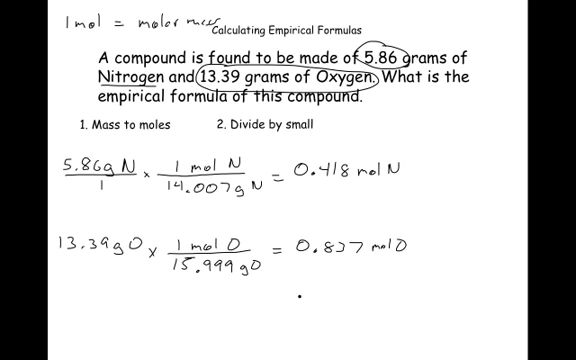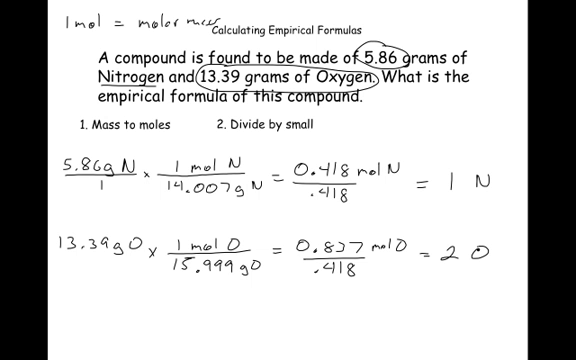Now after step 1, mass to moles, you do divide by small. You've got two numbers here: 0.418 and 0.837. Divide by the small one, which is 0.418. So divide both of these by 0.418. 0.418 divided by 0.418 is obviously 1, and 0.837 divided by 0.418 gives you 2. It may not give you exactly 2, but it's pretty close. Let me put the calculator in here and figure out exactly what it gives you. It gives you 2.002, which is 2.